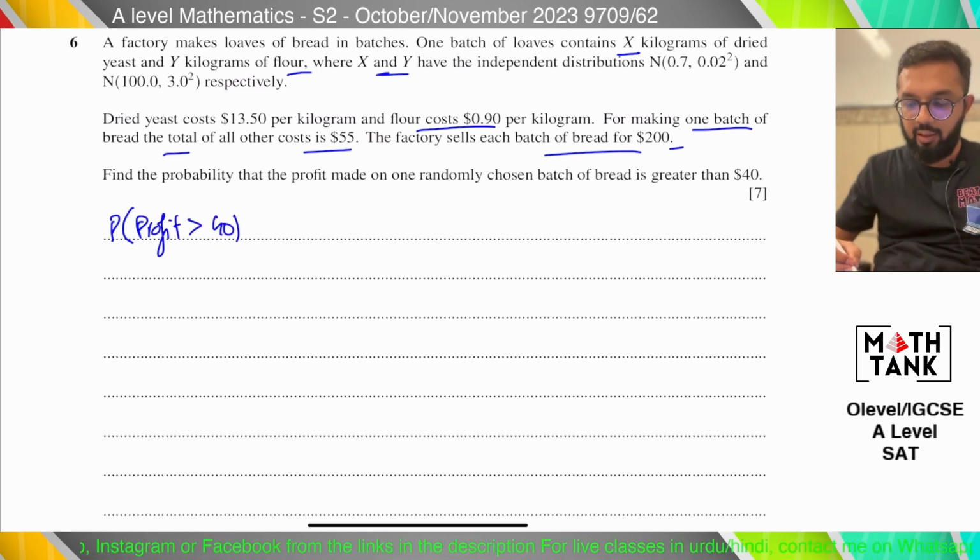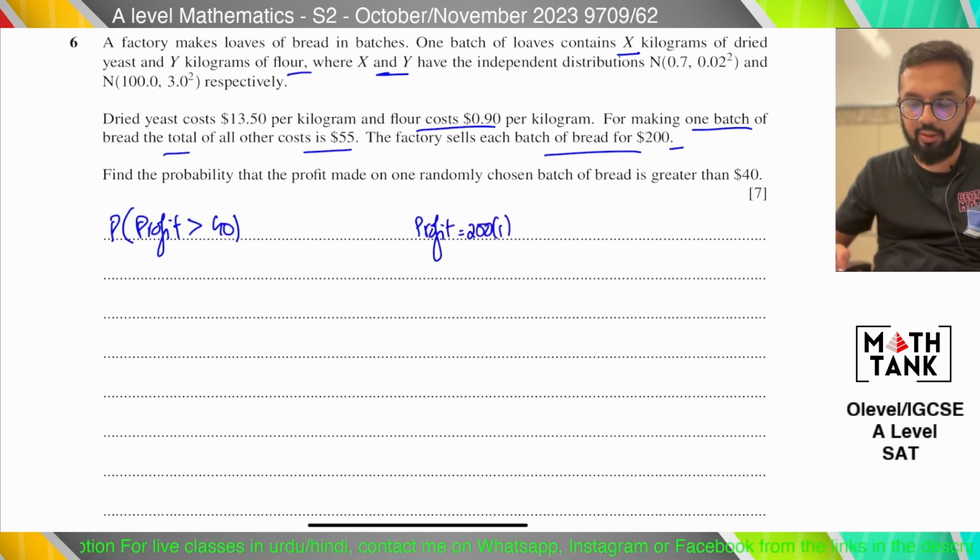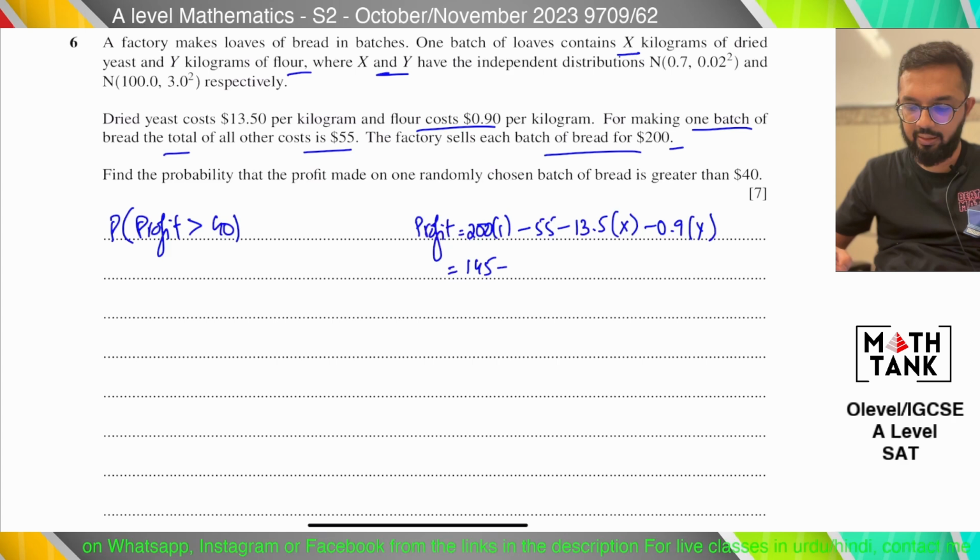So what I'm trying to do here is to calculate a profit function first. What is my profit made up of? I sell one batch, so it gives me a revenue of $200, and then I start subtracting the cost. There's 55 other costs, and then there's a cost of yeast, which is X, and flour, which is Y. So I get 145 minus 13.5x minus 0.9y.